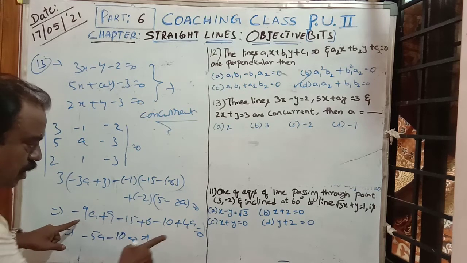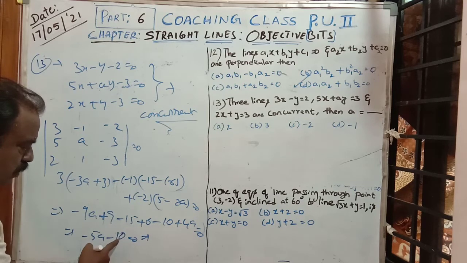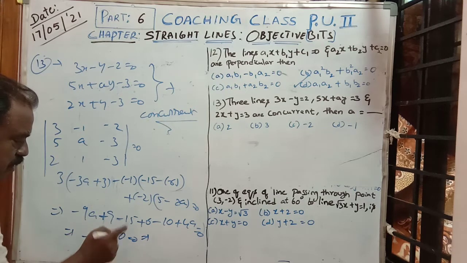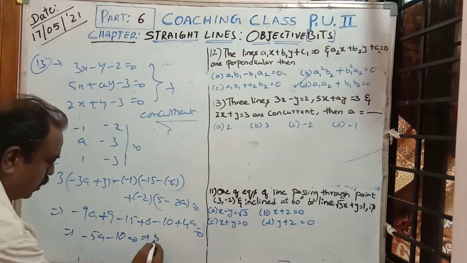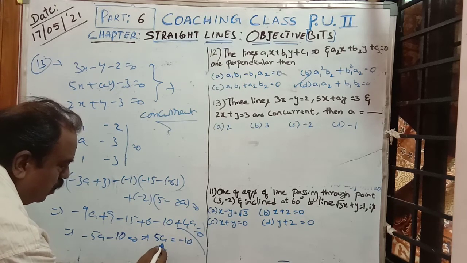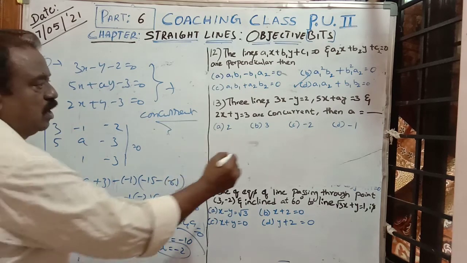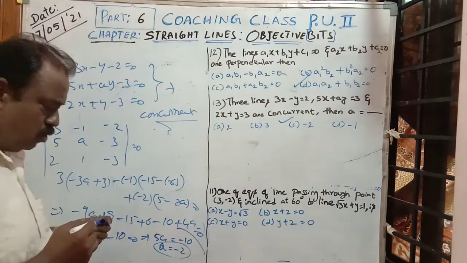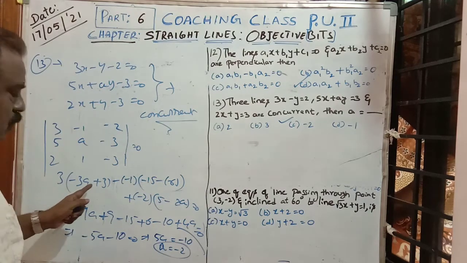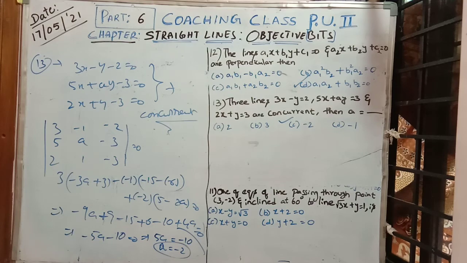Minus 9a plus 4a is minus 5a, and here is minus 10. The 6 plus 9 is 15, which cancels. So 5a is equal to minus 10 and a is equal to minus 2. So this is correct, the question is correct, no doubt. The arithmetic is over. Now it is clear. Okay? Thank you.